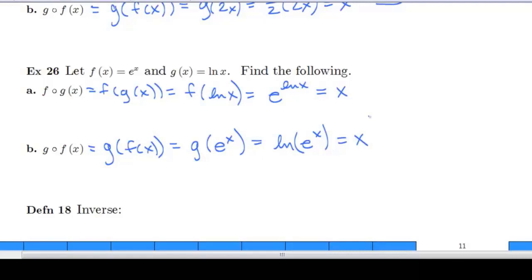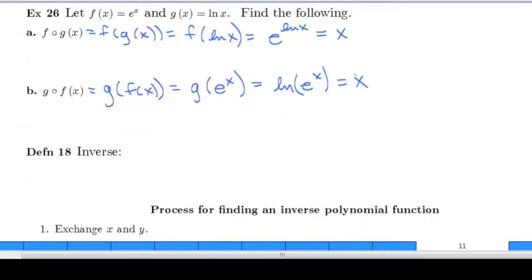And if you need some review of this, please check out the video listed under the course outline for this section. There is a link to review exponential functions and natural log functions if you've forgotten from Tech Math 3. But this leads us to what we know as the inverse function.